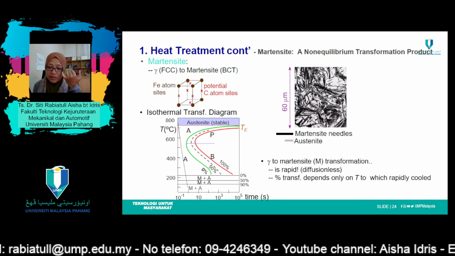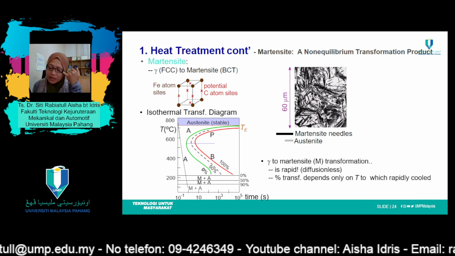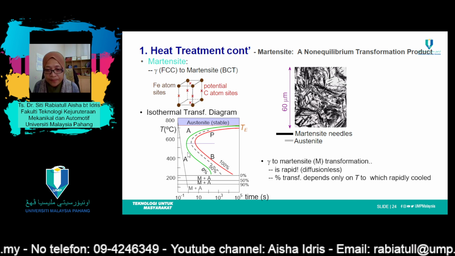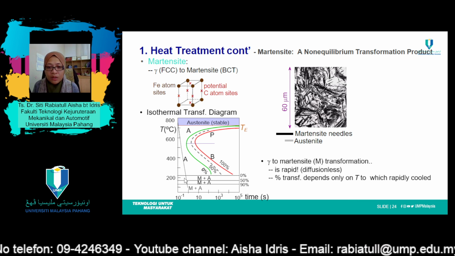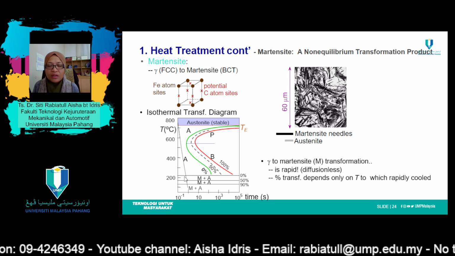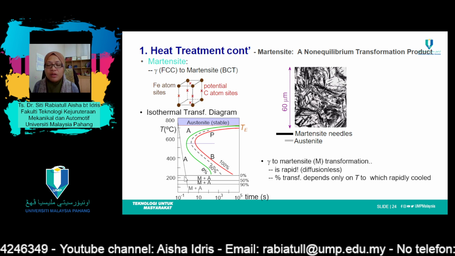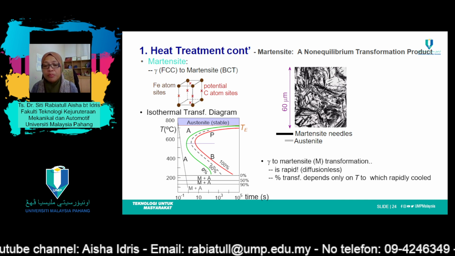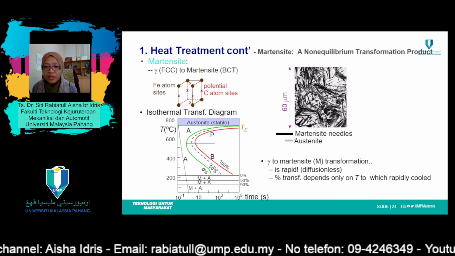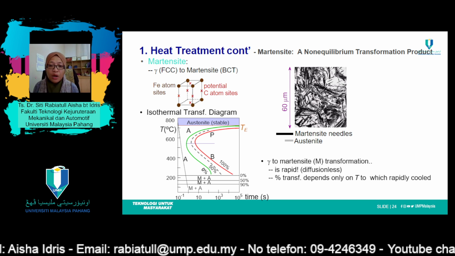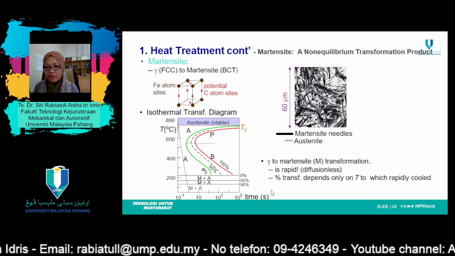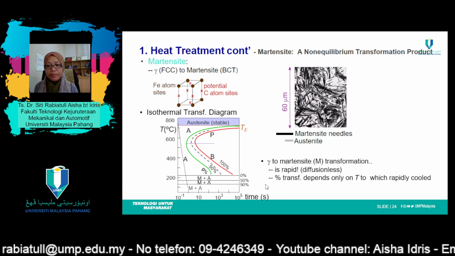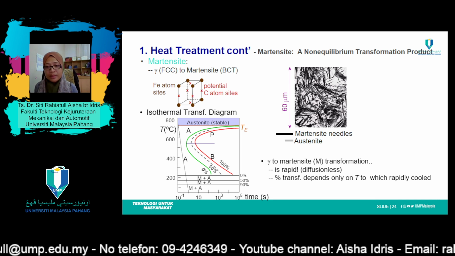However, it depends whether it is 50% martensite, 90% martensite, or 100% martensite. It depends on how fast the cooling process is introduced to that metal, and for how long. Okay, so martensite is a rapid process and it is diffusionless.